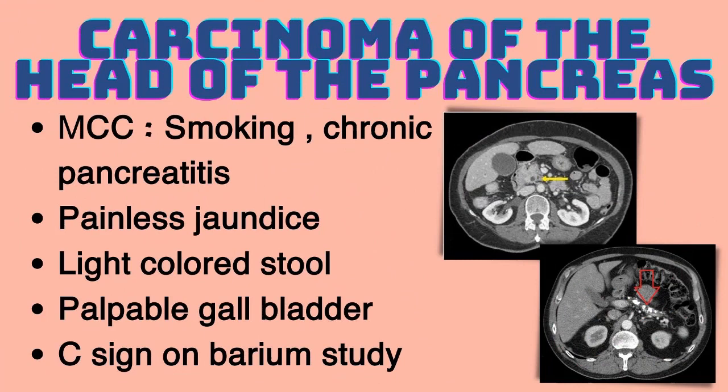Last picture here is a carcinoma of the head of the pancreas, okay, which is the most common location, I might add. And so most of the time it's going to be a smoker, okay, because that's the most common cause of it. Or the second most common cause would be chronic pancreatitis as a potential possibility. And they're usually going to have what they call painless jaundice, light-colored stools, palpable gallbladder, that's called Courvoisier sign, and the jaundice will be primarily conjugated bilirubin, and that's carcinoma of the head of the pancreas. Okay, this is the C sign, because when you have carcinoma of the head of the pancreas, it's permanently indenting the duodenum, and so we can do a barium study. You can see that this duodenum looks like the letter C over here. And that's also a sign on X-ray of pancreatic cancer.